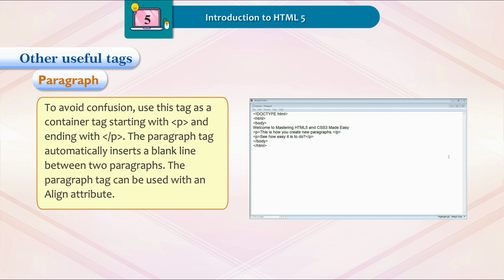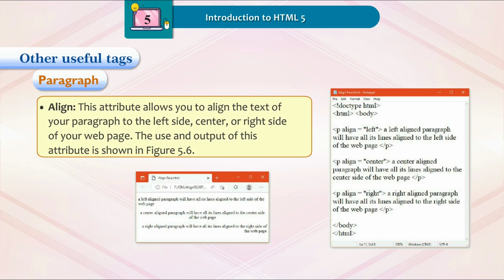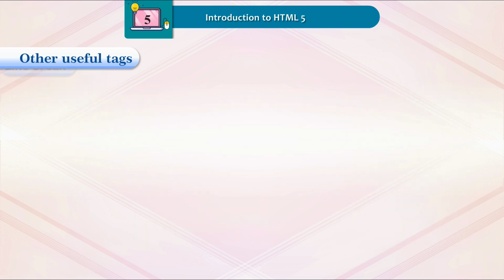The paragraph tag can be used with an align attribute. Align. This attribute allows you to align the text of your paragraph to the left side, center, or right side of your web page. The use and output of this attribute is shown in figure 5.6.